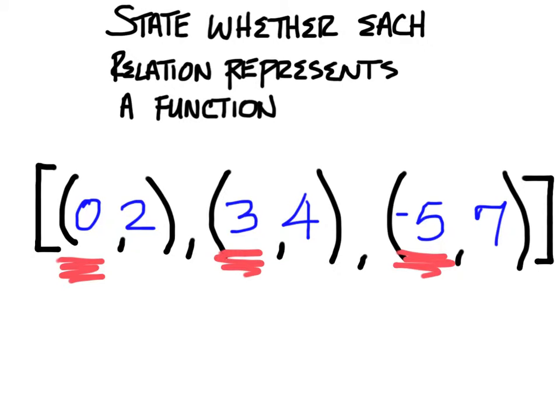You have a 0, 3, and -5. Do any of those repeat? We just have 1 0, 1 3, 1 -5 in the X spot. If that is the case, and you have no repetitions, then you can automatically say that yes, this could be a function.